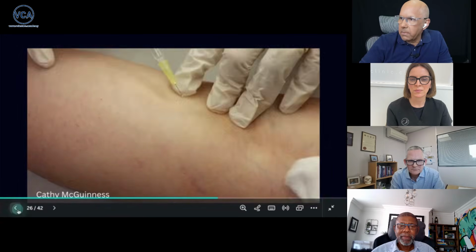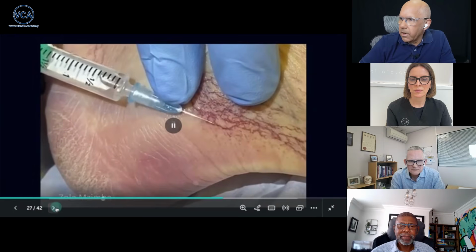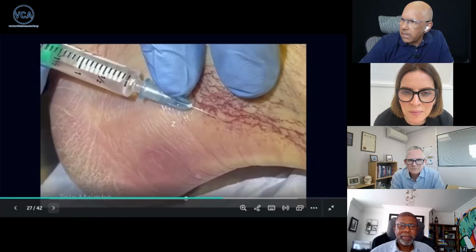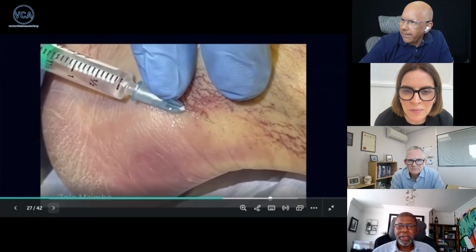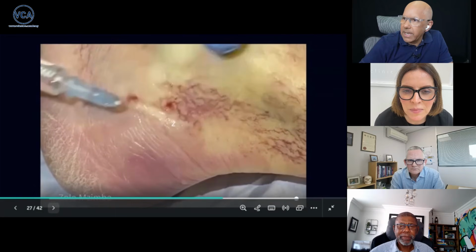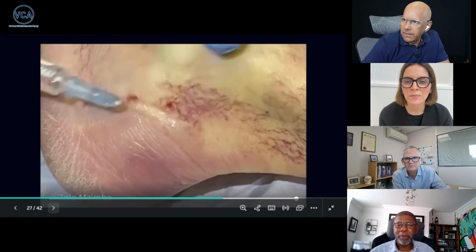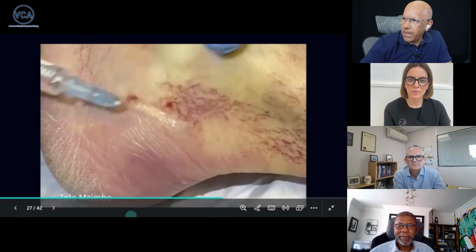Now I have got somebody else showing us a technique. This is Zola showing us how to inject ankle veins. Zola, you use a blue needle straight. Yeah, that was a 31 gauge needle. Oh, that's a 31 gauge, is it? Yeah. Can't remember who the manufacturer was, but that was a 31 gauge needle. Very good. No, that's very nice.